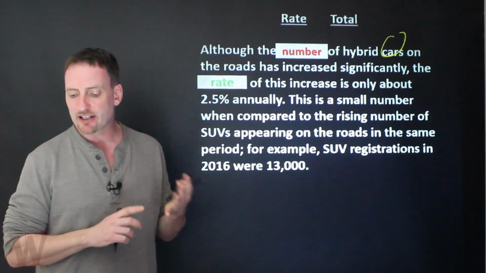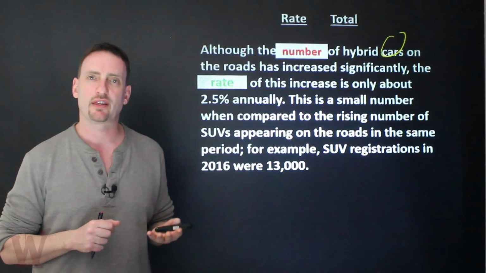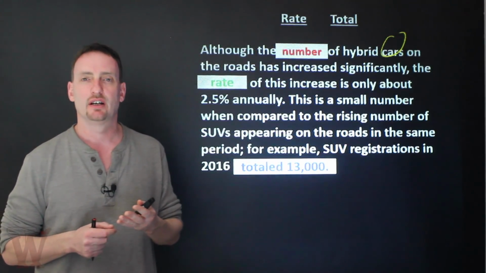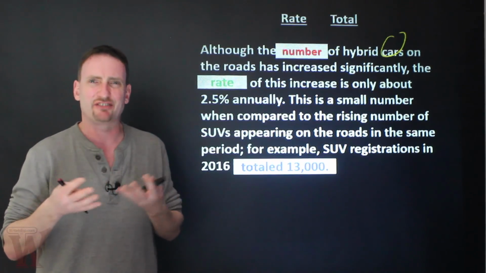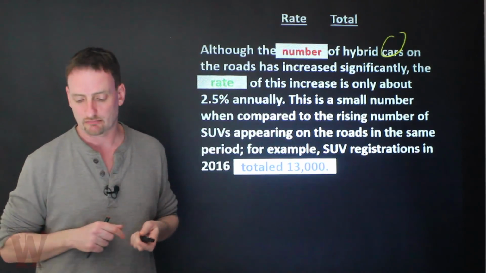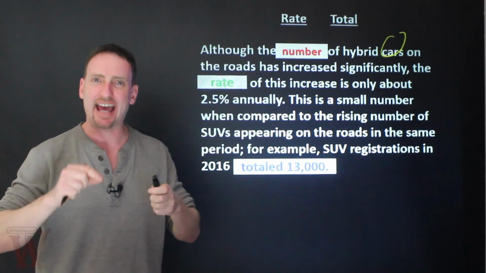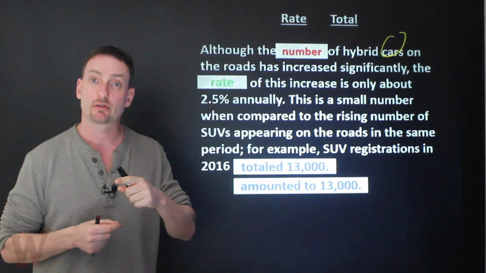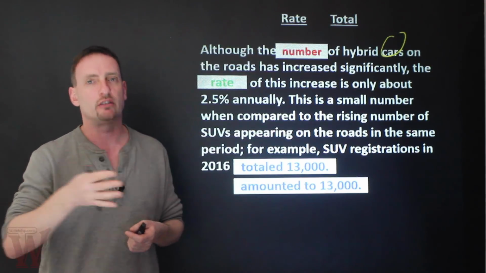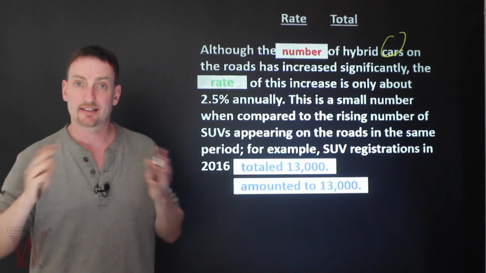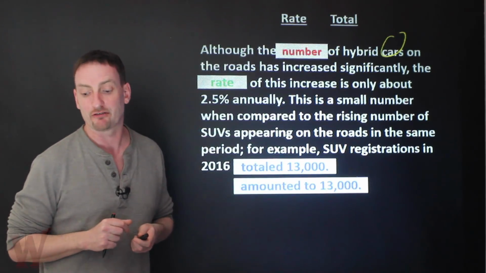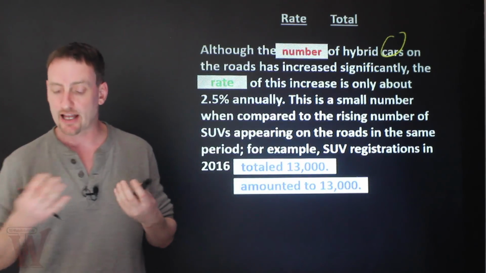For example, SUV registrations in 2016 were 13,000. 13,000 is a total. Use the word totaled. Totaled 13,000. The number of SUV registrations isn't really anything. It's just SUV registrations. They totaled a certain number, a certain total, actually. Now, if you can remember and use it correctly, use amount as a verb. SUV registrations in 2016 amounted to 13,000. Amounted to, totaled, same thing. Synonyms, okay? So you can use amount as a verb, which nobody does. Extra points from the graders because you have good vocabulary range, good lexical resource.